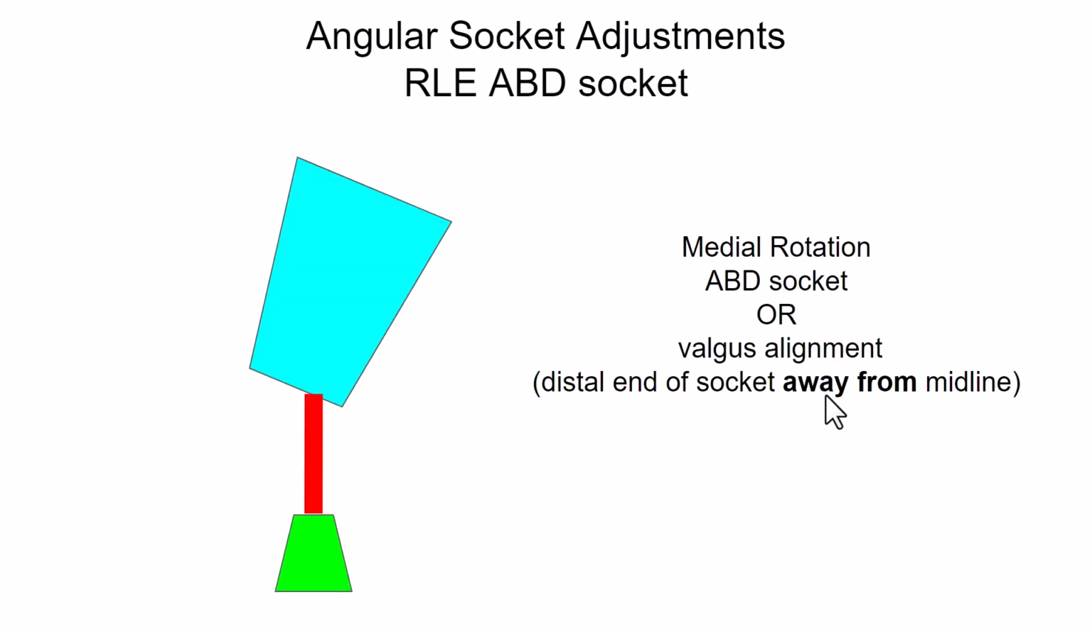And then finally, the last angular adjustment is going to be an abducted socket. What's happening here is that the socket is rotated medially. This is called abduction or valgus alignment, because the distal end of the socket, which is here, is now pointing away from midline of the patient. Again, this is the right lower extremity, and here's the left lower extremity. So you can see that socket is pointing away. Valgus is the distal end pointing away from midline.